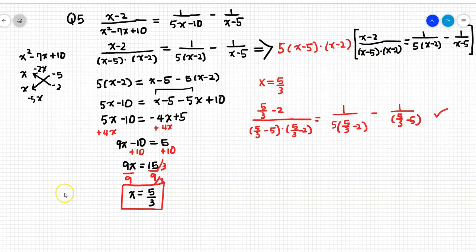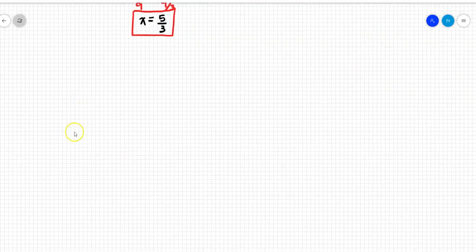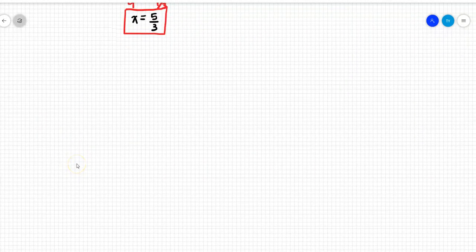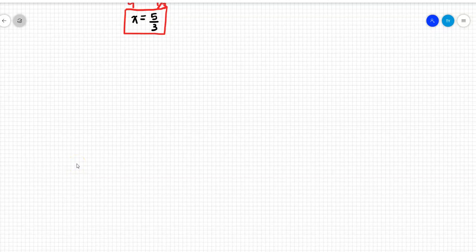Alright, so now let's look at the next questions. That would be question number 6. Question number 6 is to use both synthetic and long division to divide the polynomial. So let me just go through that. The easiest one is going to be the synthetic division, but you're going to have to be careful though, right? So let me just do the synthetic division first.